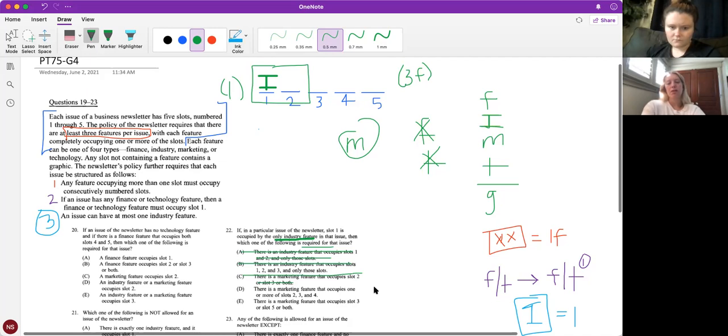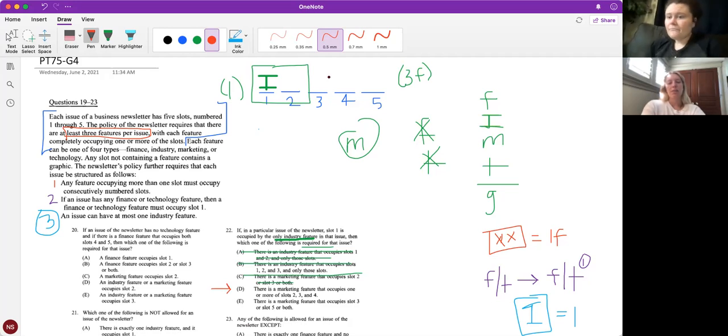D. There is a marketing feature that occupies 1 or more of slots 2, 3, and 4. I know that this is the right answer from going over it, but I didn't pick it because I saw slot 2 or 3 and I thought that wasn't a requirement, but I think the key in this answer is the number 4.